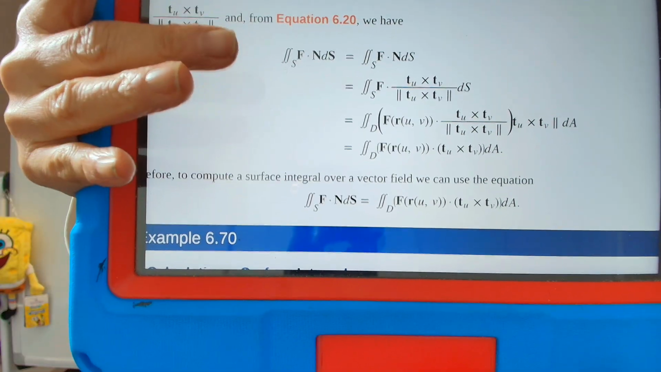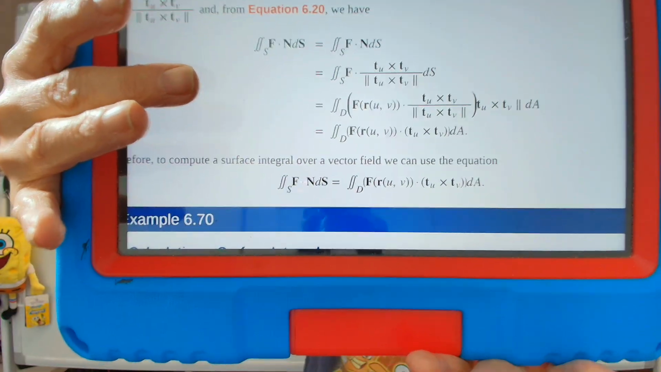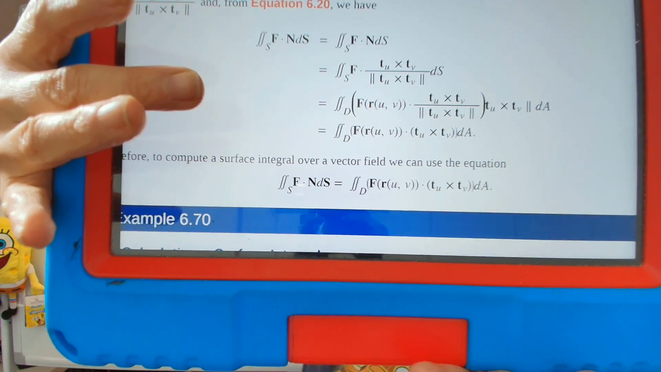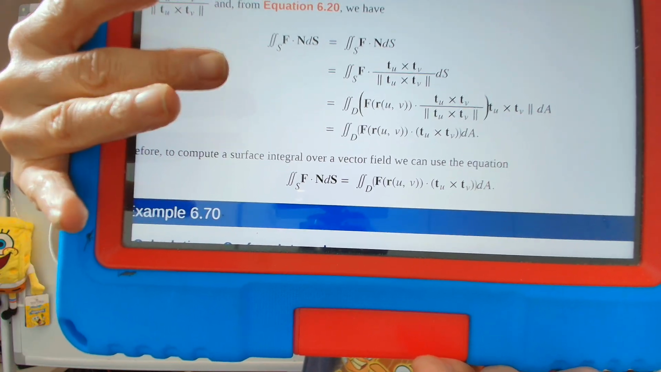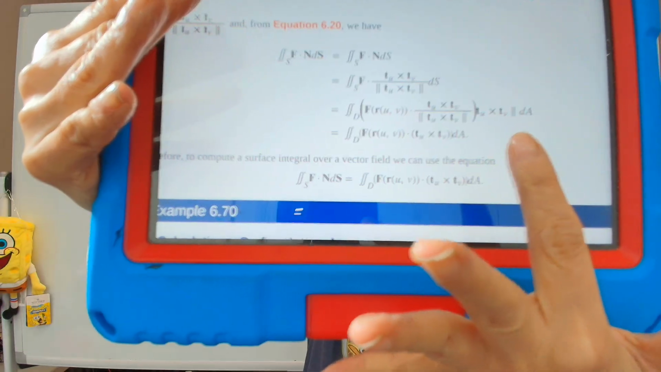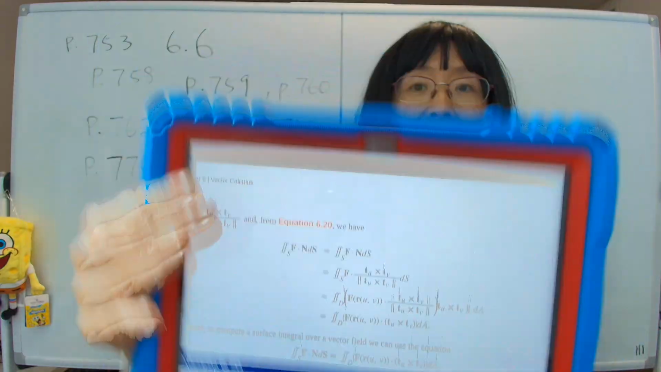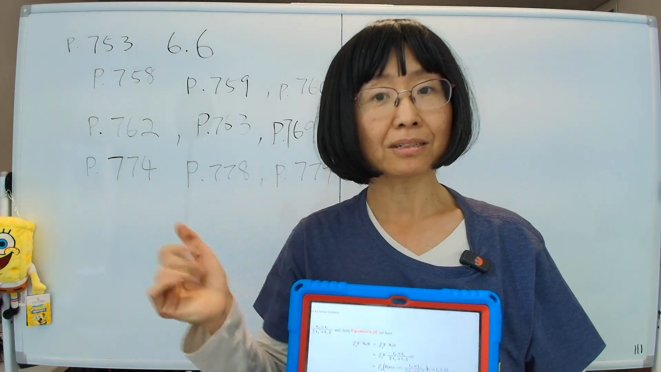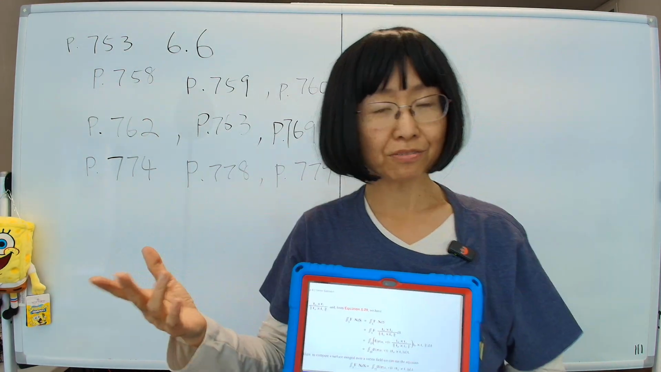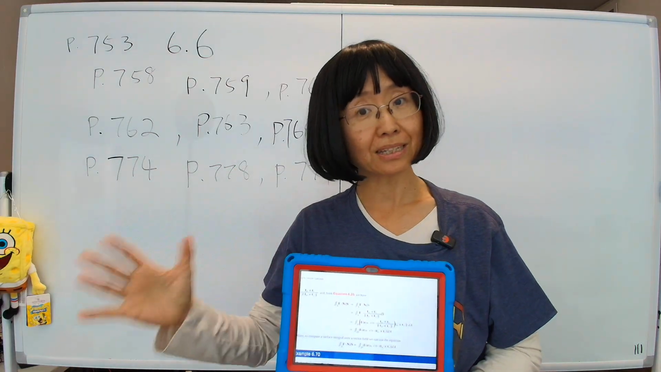So anyway, we have that dot product, which is the same as plugging this thing in. The dS is the same as from the surface area. We know that dS is equal to the magnitude of T_u cross T_v dA. Okay, that's something we did just a few pages ago when we did the surface area, where we proved that dS is equal to the cross product times dA.